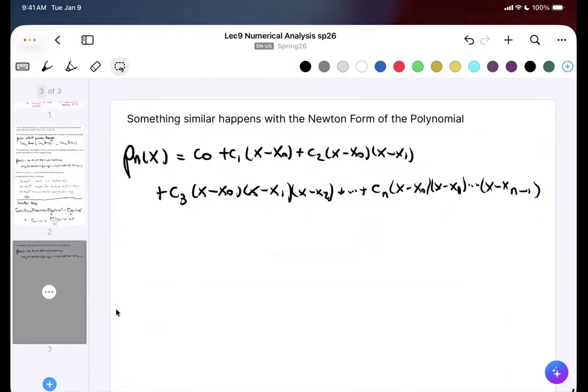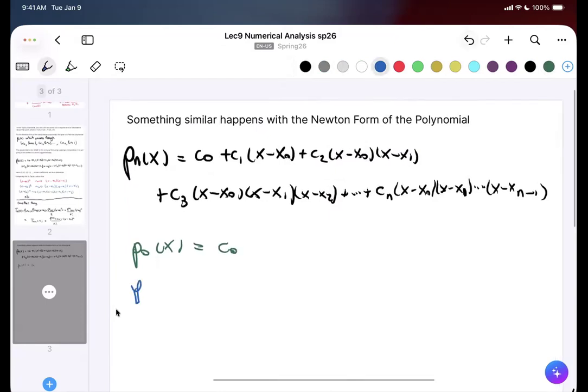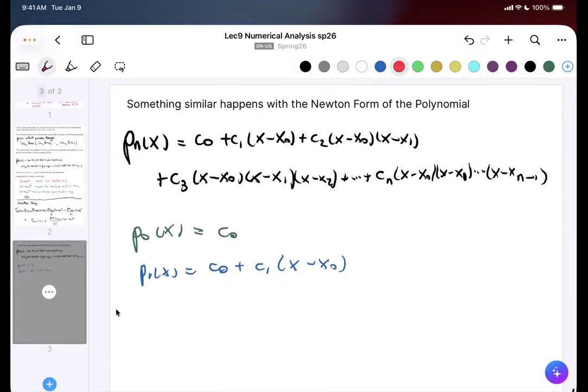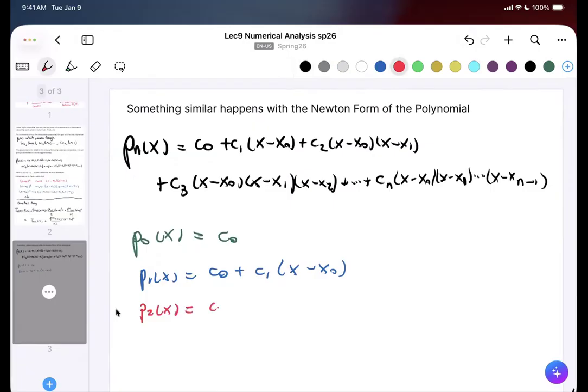You're multiplying by a new factor, and well, you have to introduce this different concept. But it does say, maybe I should just write the first few examples, right? If you look at these examples, what is it? The P0 case, P0 of x would be C0, and then P1 of x would be C0 plus C1 times x minus x0, right?